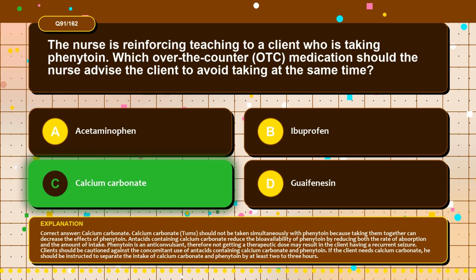a recurrent seizure. Clients should be cautioned against the concomitant use of antacids containing calcium carbonate and phenytoin. If the client needs calcium carbonate, he should be instructed to separate the intake of calcium carbonate and phenytoin by at least 2 to 3 hours.